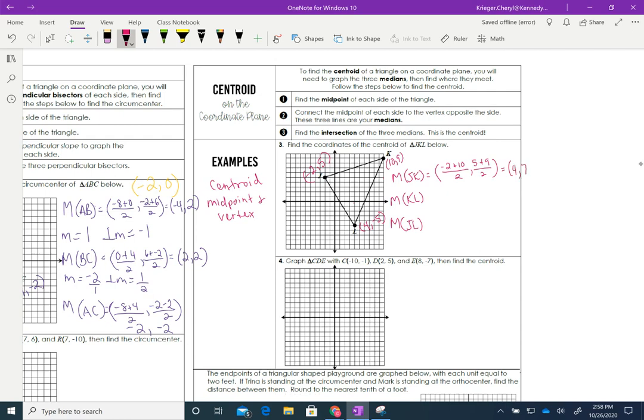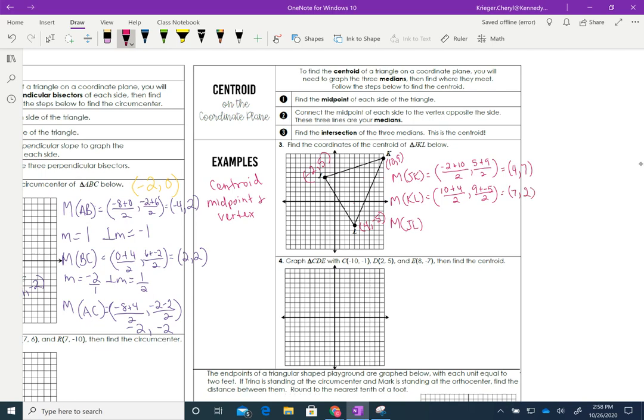Okay, let's find the value of the midpoint of our segment KL. So this is the average of my x's, 10 plus 4 divided by 2, and the average of my y's, 9 plus -5 divided by 2. So 14 divided by 2 is 7, and 4 divided by 2 is 2. So the midpoint of KL is at 7, 2.